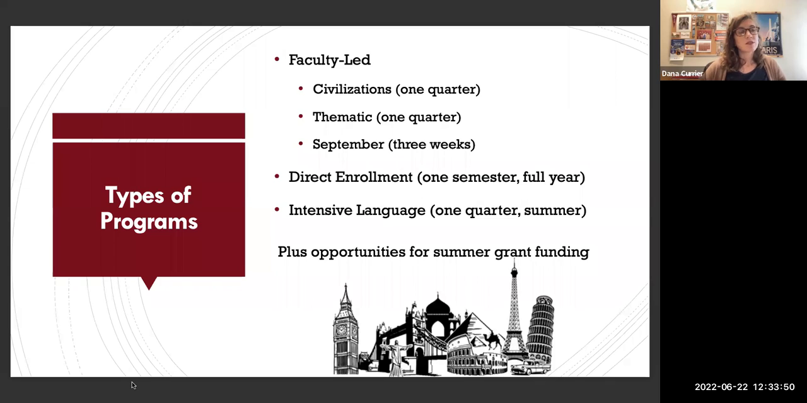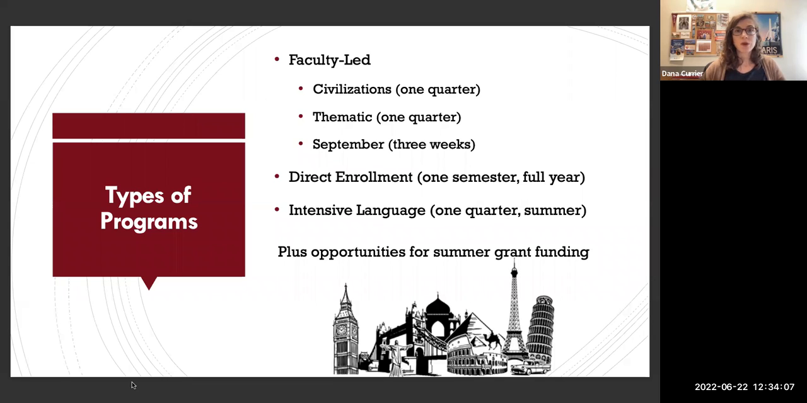But we also have faculty-led programs that take place in September, which are much shorter, just a 3-week, one-course program. And that can be really appealing for students who may not want to spend a full quarter abroad. We also have what's called direct enrollment programs.